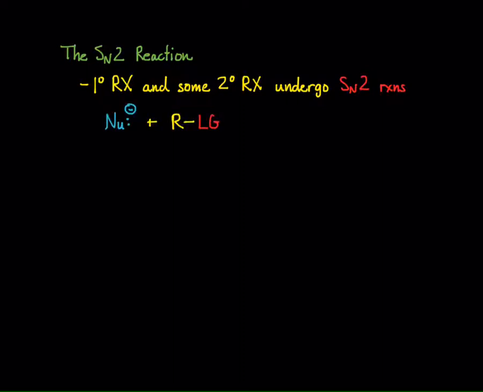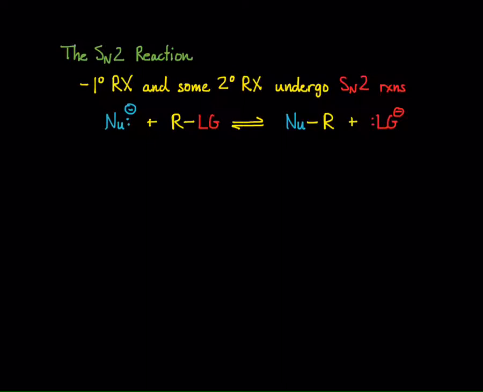The first substitution reaction we're going to explore is called the SN2 reaction. Now, I've already mentioned that primary alkyl halides and some secondary alkyl halides will undergo SN2 reactions. This is where a nucleophile reacts with some substrate that has a leaving group, and the leaving group is typically a halide, but we're going to see there are other leaving groups. What happens is the nucleophile displaces the leaving group, so you get a new substrate with a new functional group on it, and the leaving group comes off typically as a negatively charged anion.